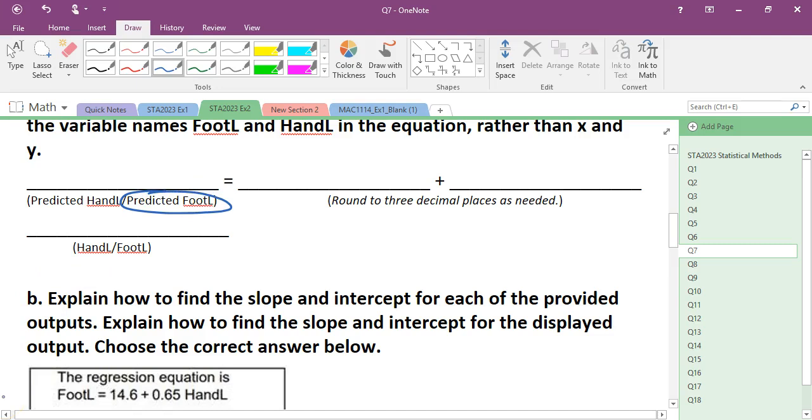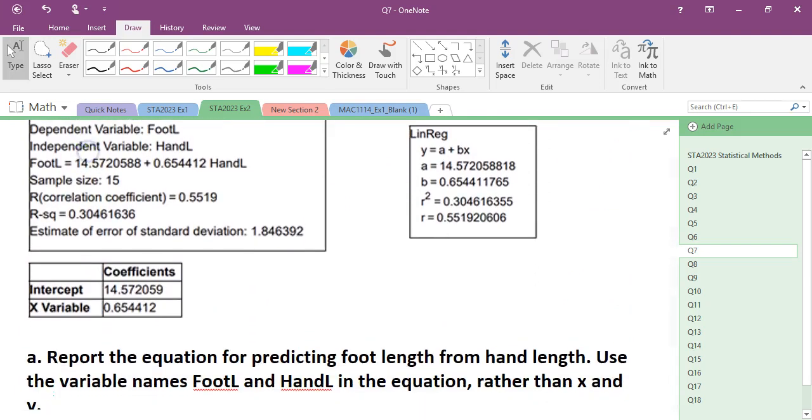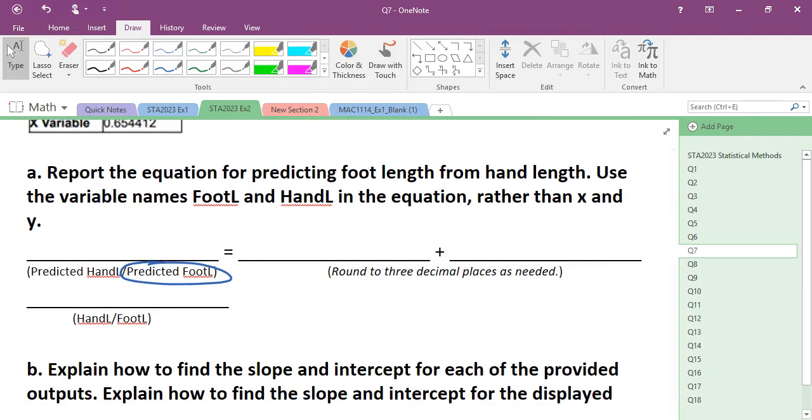Okay? So then over here in our next two blanks, round to 3 decimals as needed. So we need to start looking at our numbers. So let's take this information that we have right here. So who goes in that first blank? Sorry, I should say the second blank.